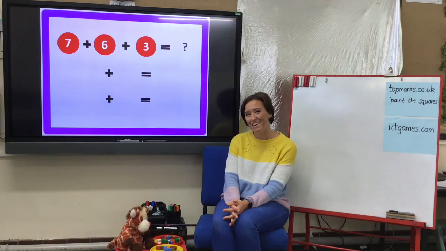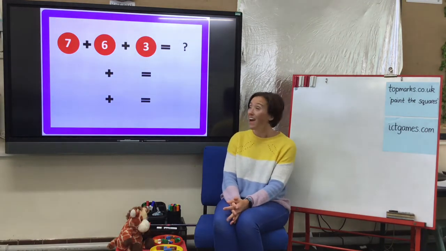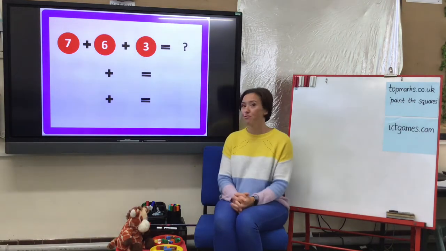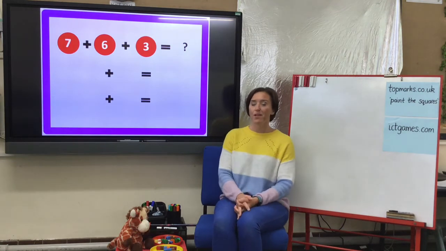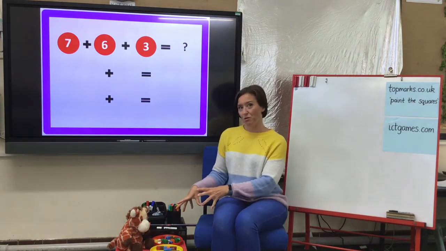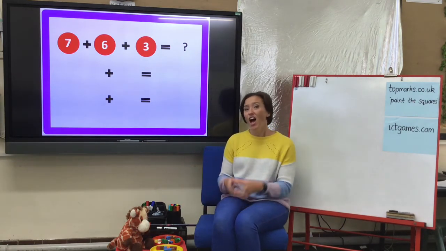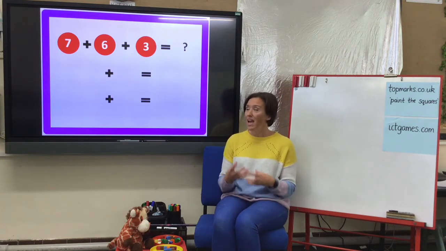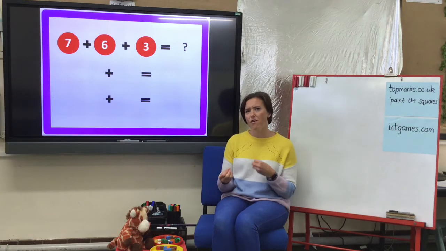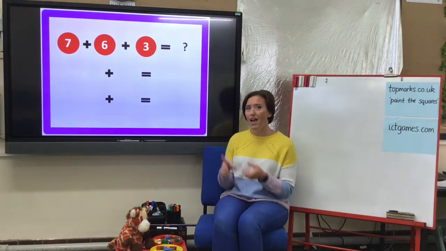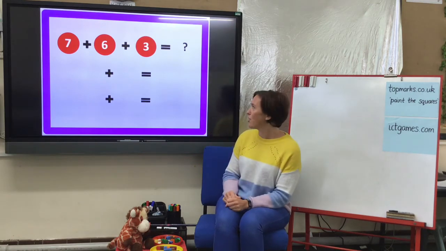The next example says 7 add 6 add 3. Okay, now we've got our practical equipment, so we could do the same again. Another strategy that we could do when we're adding 3 one-digit numbers is to look to see if there are any numbers that make 10. Can you spot any number pairs to 10 in those 3 numbers?